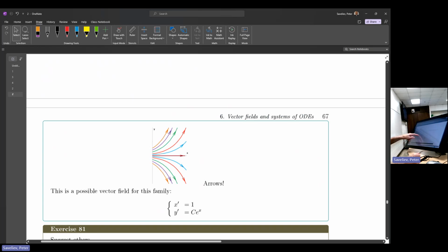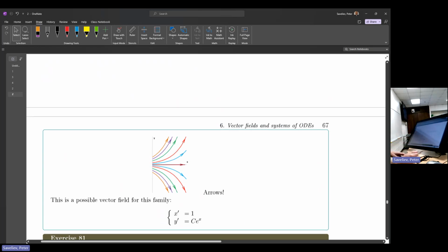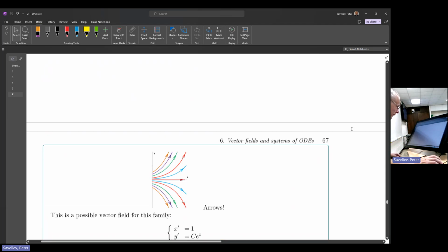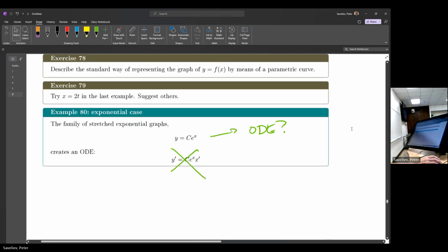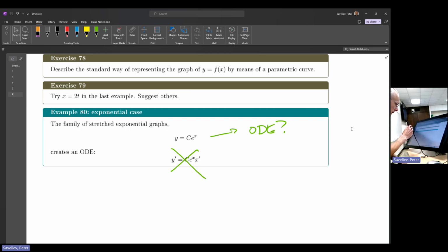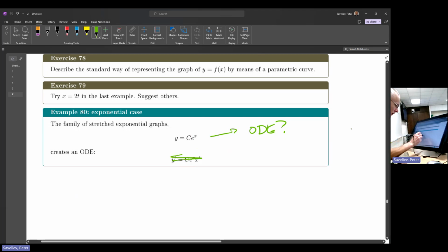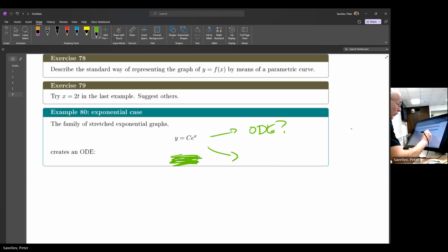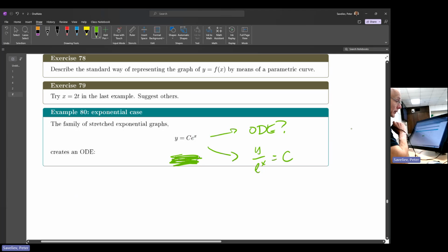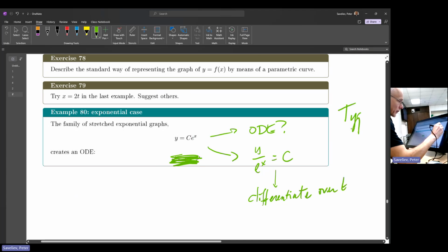Hold on a second. That doesn't make any sense. That's not right. Okay, so remember we want to eliminate c. Remember how we eliminate c by differentiation, but we have to isolate c first. So y over e to the x is equal to c, and now we differentiate with respect to t. Differentiation becomes kind of complicated, so let me just point out how it's done, but then we'll skip over it.